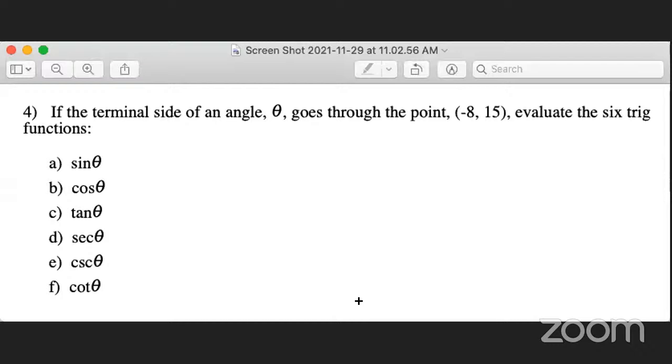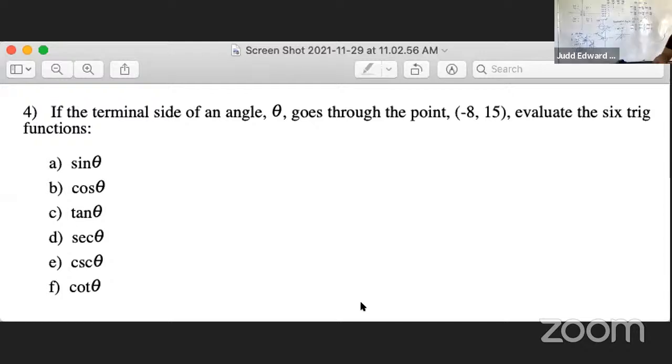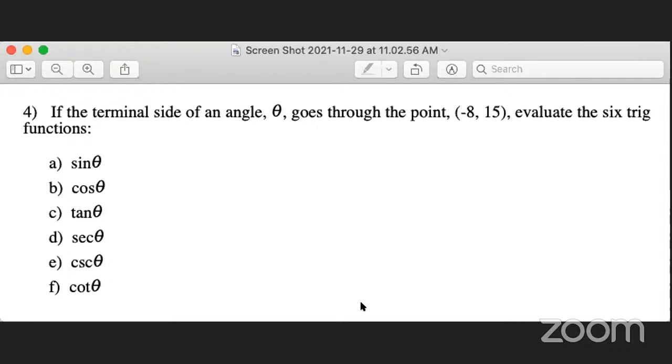Okay, let's try to answer. We are given (-8, 15). I will not graph it for now. Why? I will just be using the signs of the values of x and y. The x value is negative and the y value is positive. In which quadrant do we find x negative but y positive? Quadrant 2.